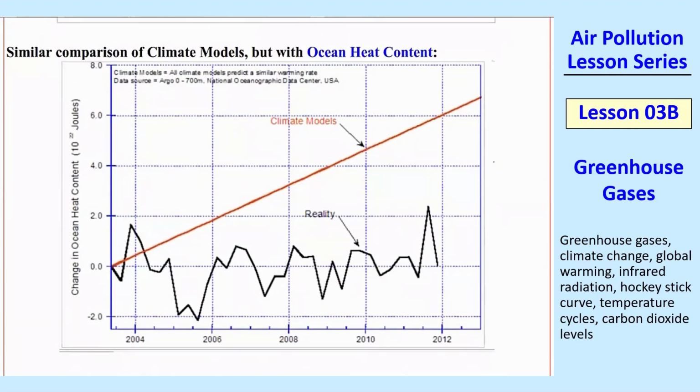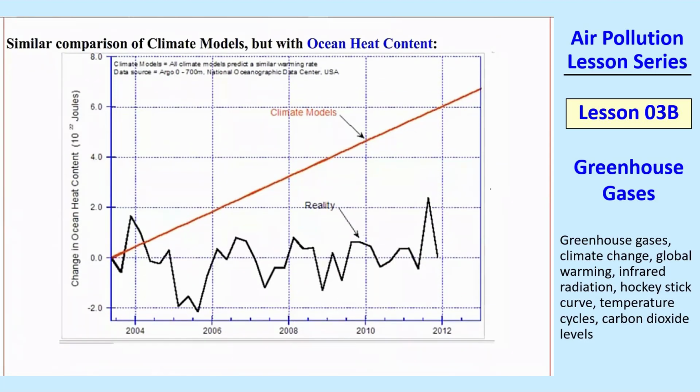Here's another similar comparison of climate models, but looking at ocean heat content. Ocean heat content has stayed relatively flat, whereas climate models are all predicting ocean heat would go up rapidly. So the climate models are way off in that particular case.